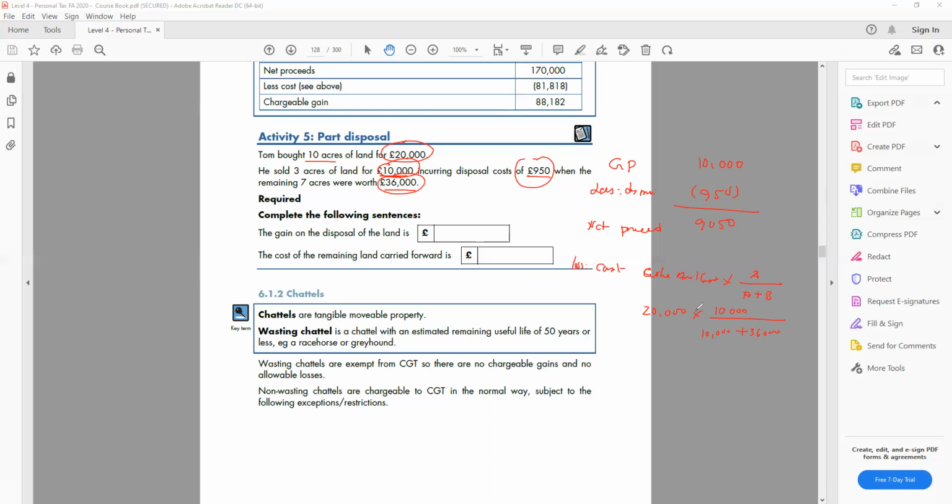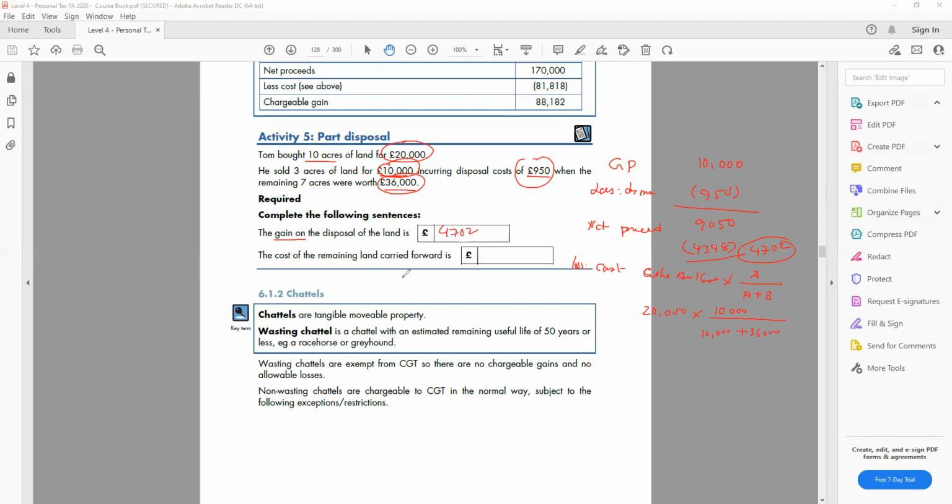And it will give you 4,348. If you minus that, that will give us the gain. 9,050 minus 4,348 will give you 4,702. So we have a gain on the disposal. The gain is 4,702.